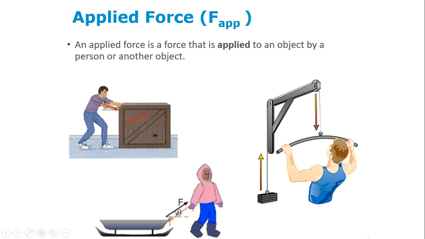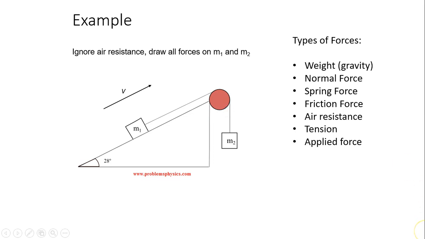Next force is applied force. Applied force is a force obviously applied to an object by a person or another object, like a person pulling a sled, a person pulling down a bar, or pushing a box. Let's take a look at this example. First, let's review. These are the forces we have learned: weight or gravity, normal force, spring force, friction, air resistance, tension, and applied force.